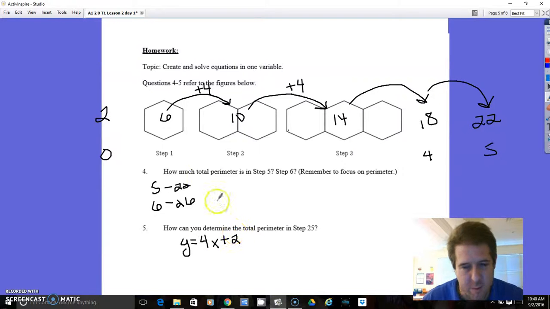So this equation should always work. Now I could prove it. 4 times the first step is 4 plus 2 is 6. 4 times the second step is 8 plus 2 is 10. I've proved it there. So if it worked for those two, then it's probably going to work for every single one. So I'm going to plug 25 into my equation. 4 times 25 is 100. 100 plus 2 is 102. It's going to take 102 perimeter.